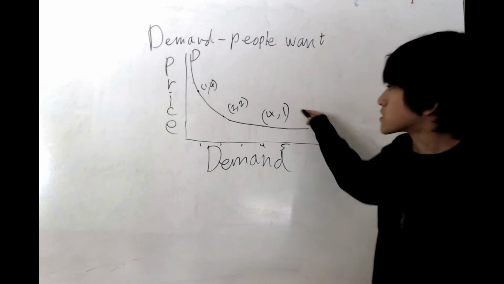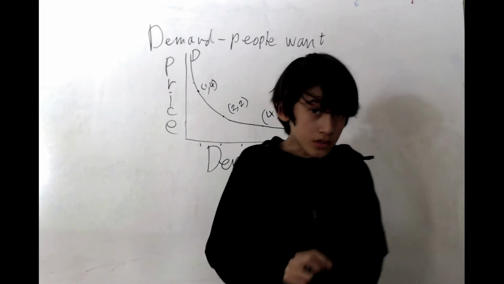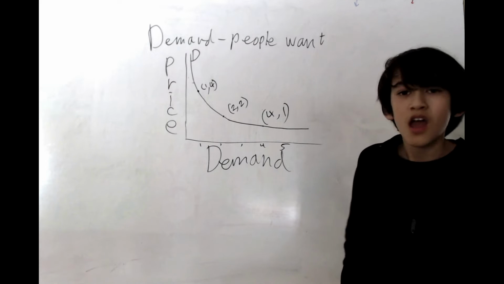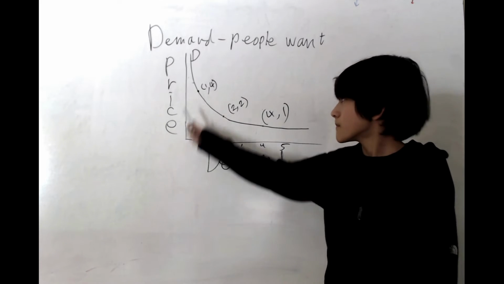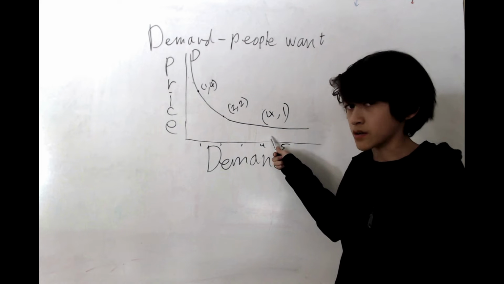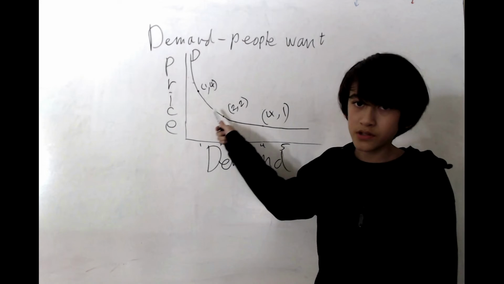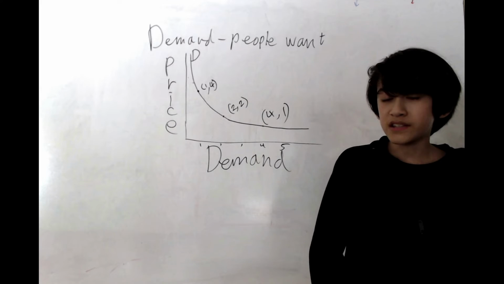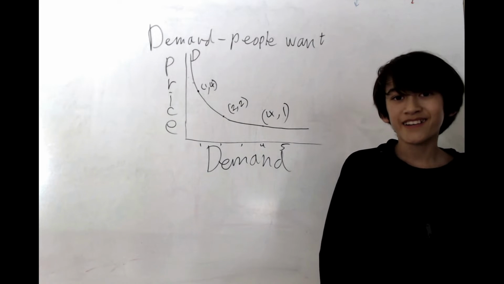Now you decrease the price to $1, which is the absolute least you can decrease the price to. In this situation, 4 people want it. So you see, price goes down, demand goes up. Price goes up, demand goes down. And it's the other way around for supply. Next, we're going to be looking at supply.